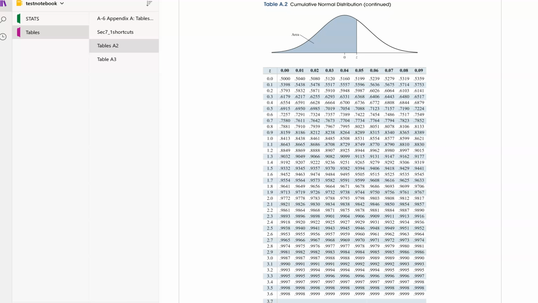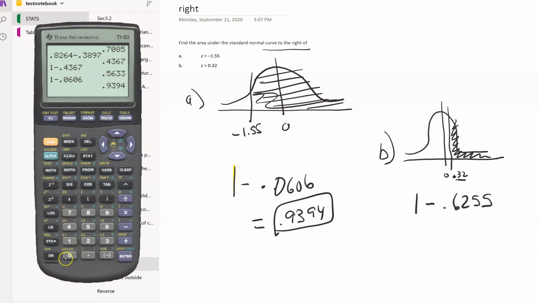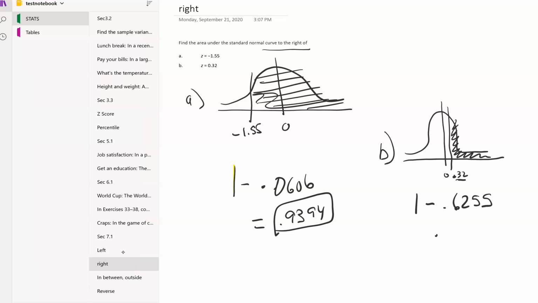So here's 0.3 and the 2 is here. So it's 0.6255, and because it's to the right, I subtract it from 1. So it's going to be 1 minus 0.6255, 0.3745. That's the answer.